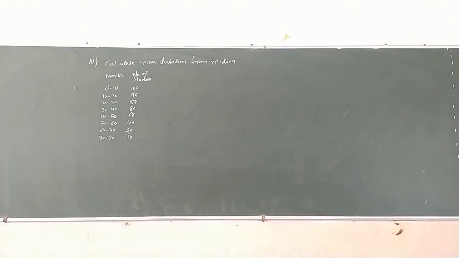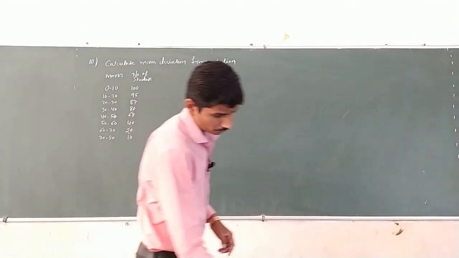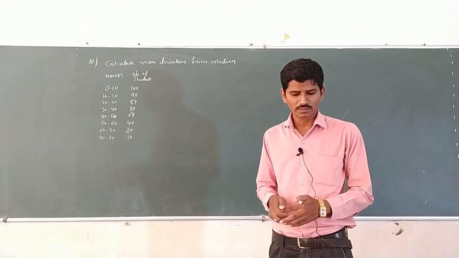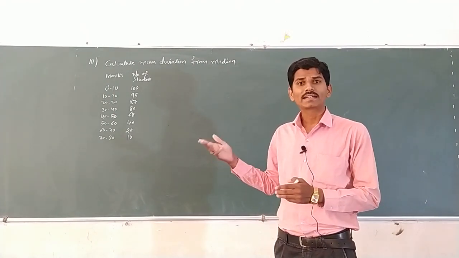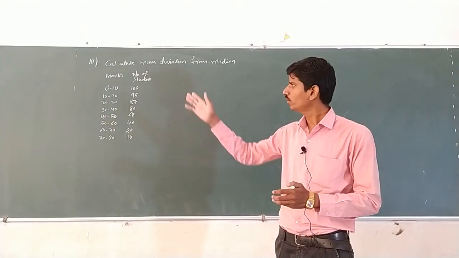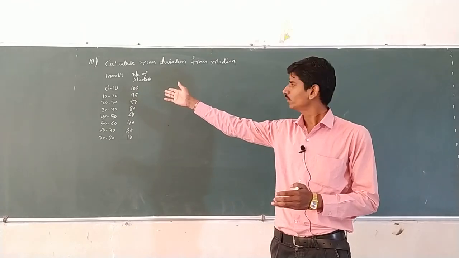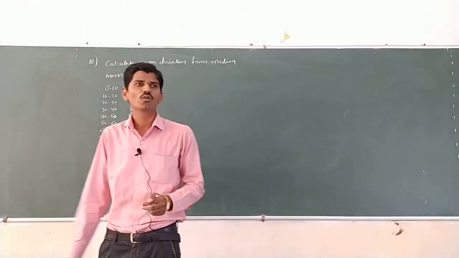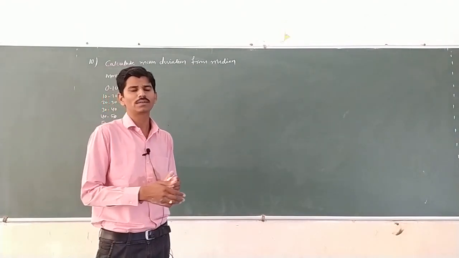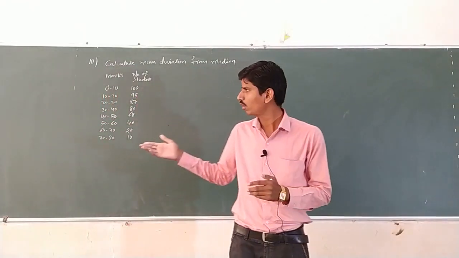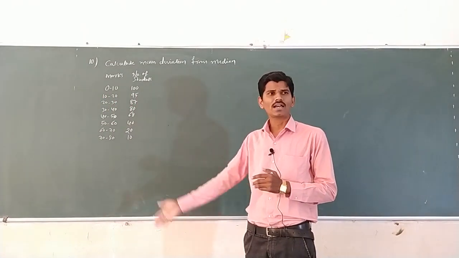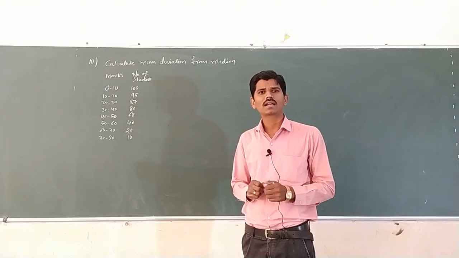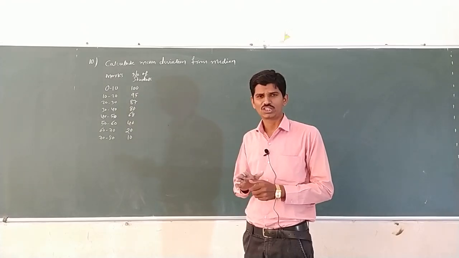Here the marks are given as more than 0, more than 10, more than 20, more than 30, more than 40. They are given as open-ended class intervals, so they should be converted into exclusive class intervals. More than 0 means we take 0 to 10, more than 10 means 10 to 20, more than 20 means 20 to 30, and so on. The last is more than 70, that is 70 to 80. The width of each class interval is 10.